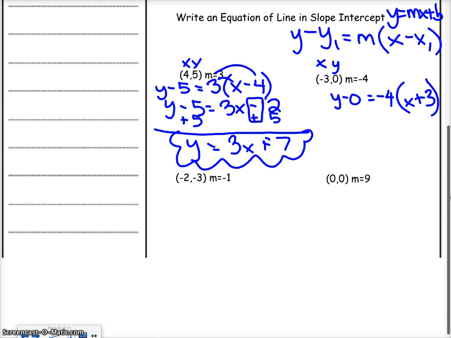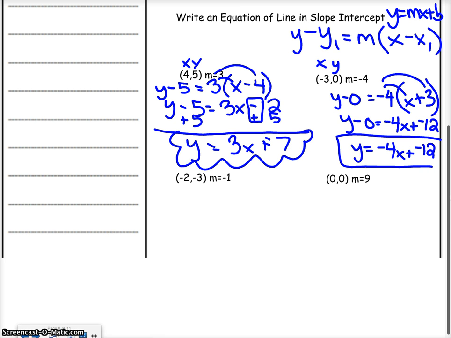Now I need y by itself, so I'm going to distribute this negative. y minus 0 equals negative 4x plus a negative 12. What happens to that 0? Yeah, it just disappears. And that's the equation of the line. I mean, properly, it should look like this. You should turn plus and negative back into minus. Okay, you try the next 2.